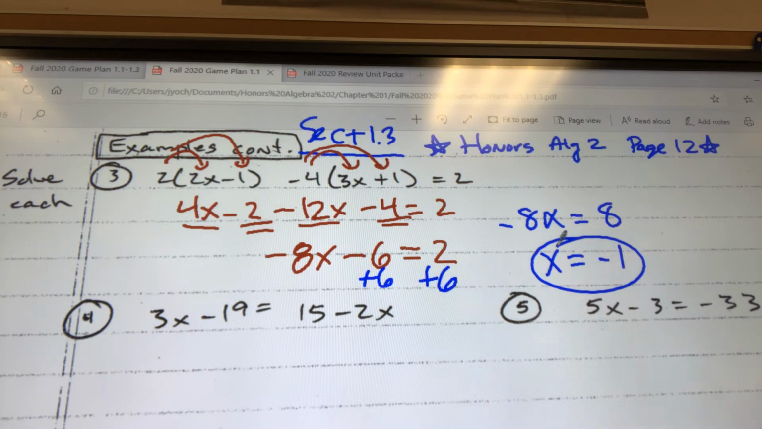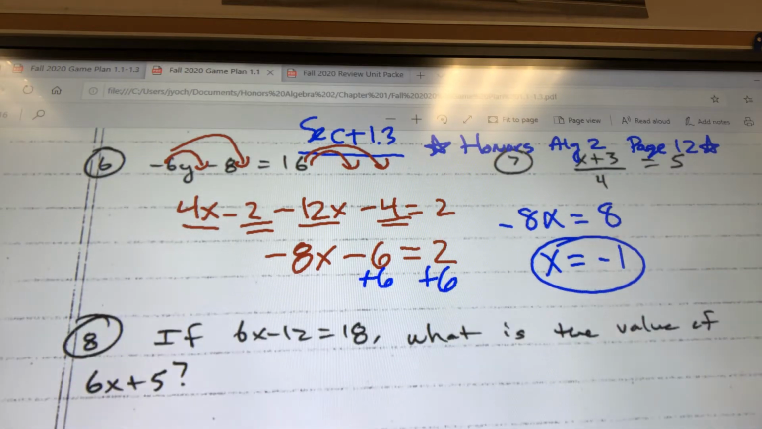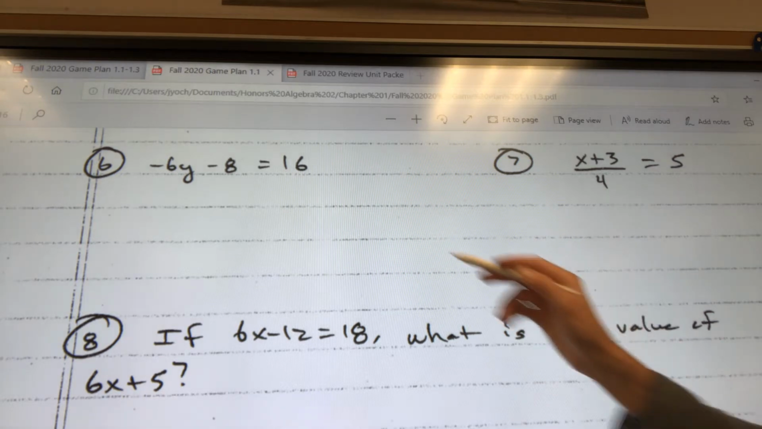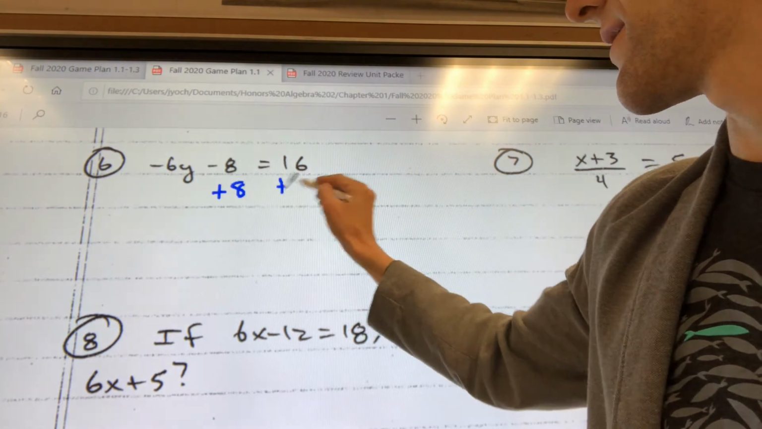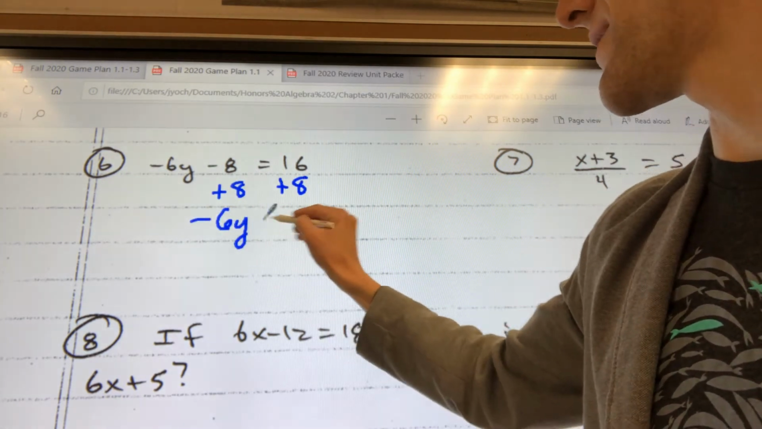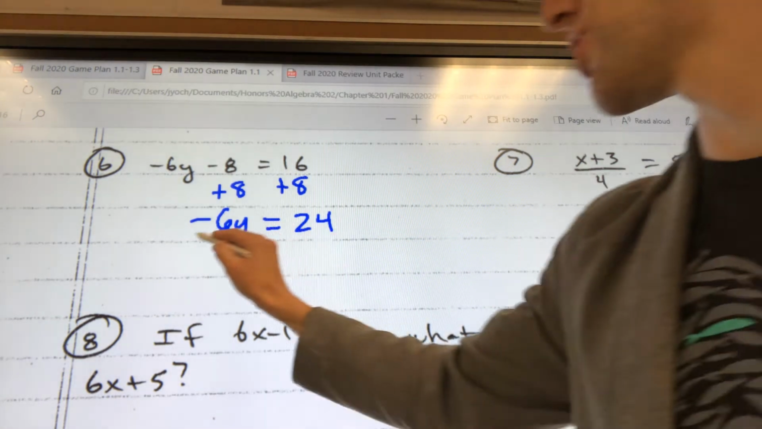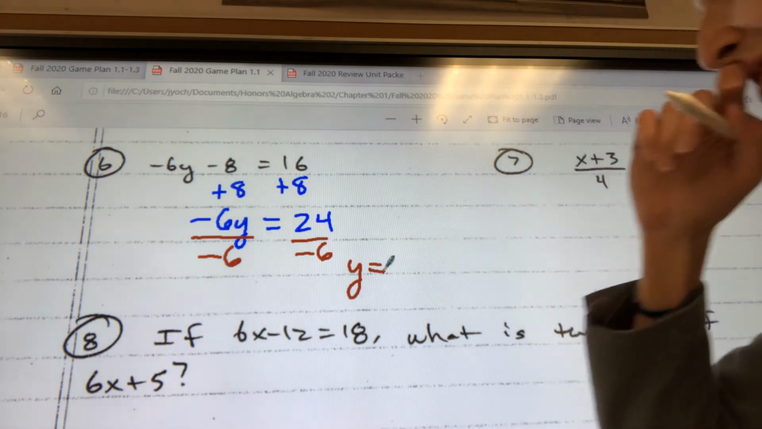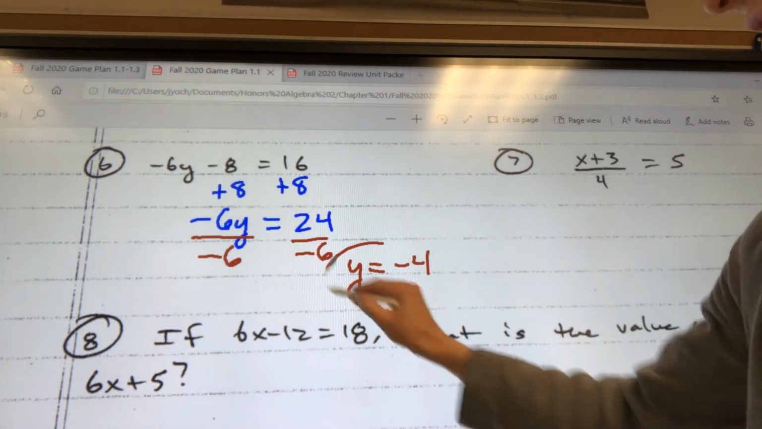That is my first answer. I'm going to do number 6 with you. Add 8. You can see 6. Add 8. Negative 6y is equal to 24. Again, if you need me to show that I'm dividing both sides by negative 6, I'm always doing the opposite. Honors Algebra 2, we should know how to solve equations pretty well by now. y equals negative 4.